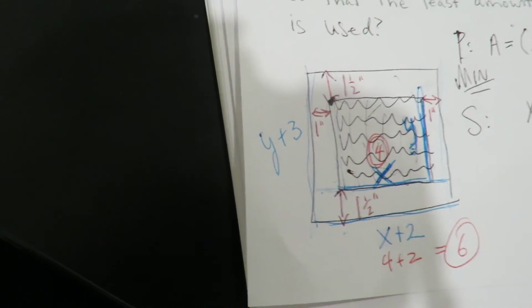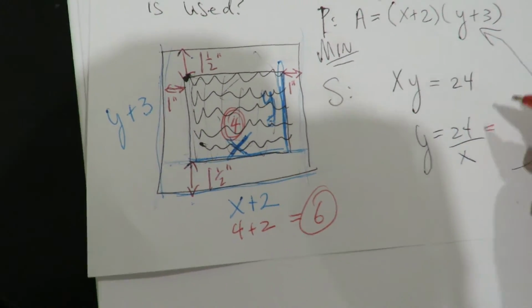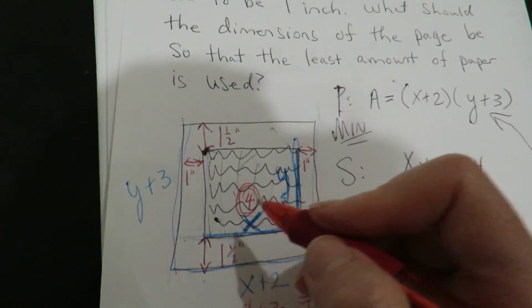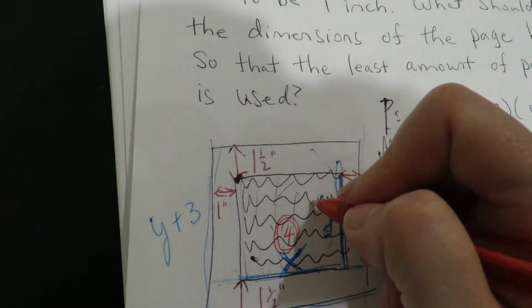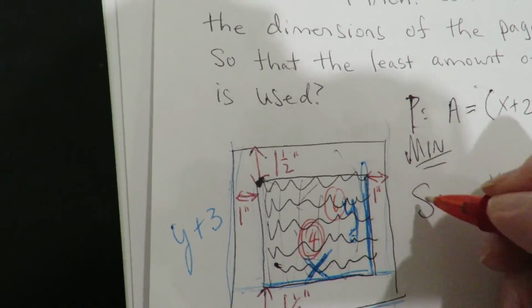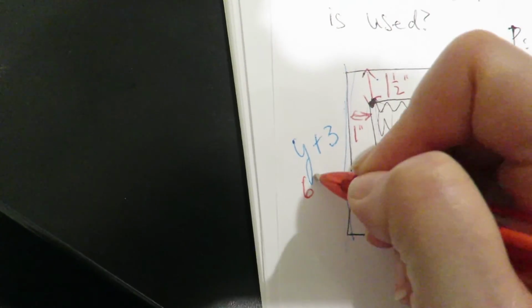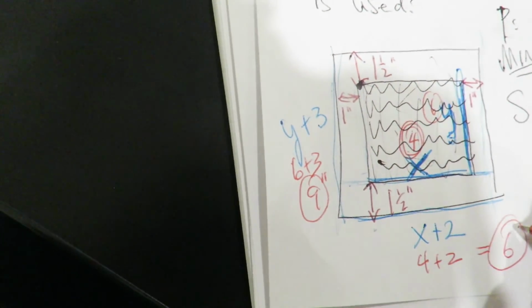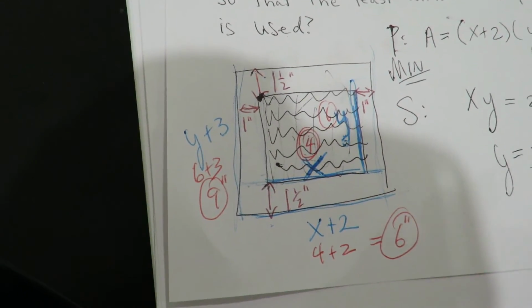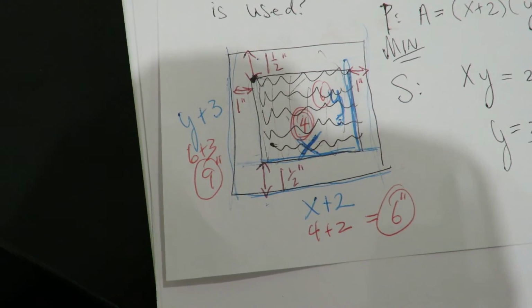Now we got to go back and get y. Y is equal to 24 divided by x. X we said was 4. So that means y is 6. So inside is 6. But the outside, 6 plus 3, that has to be 9. Okay, so the dimensions of the paper are actually 6 by 9.